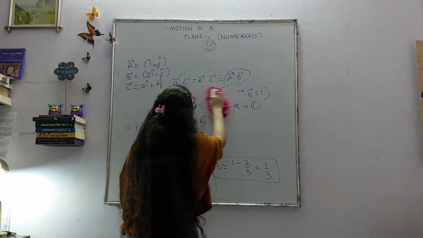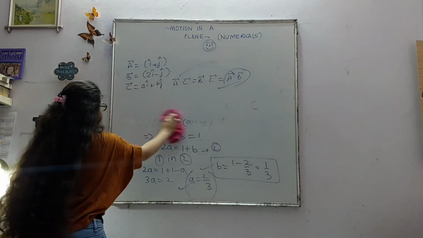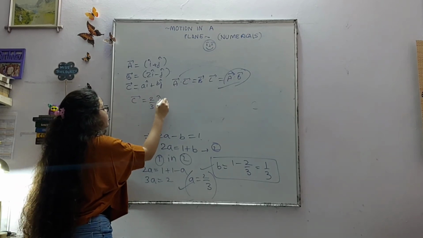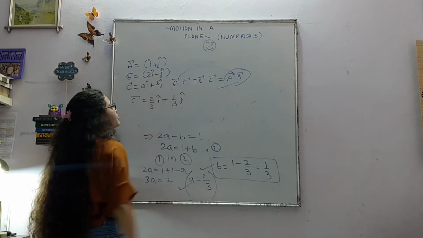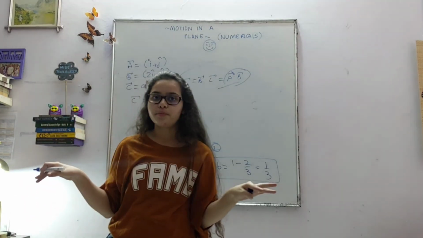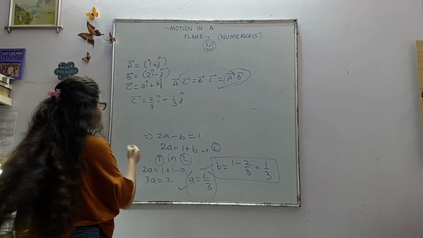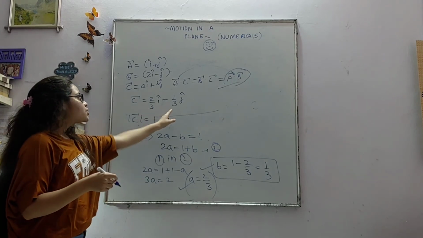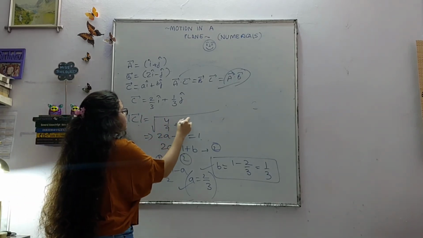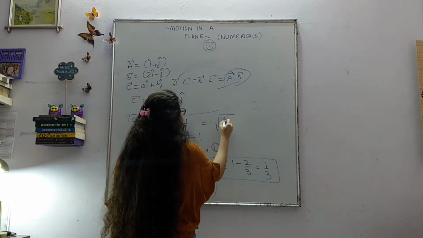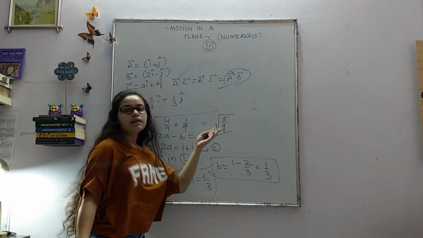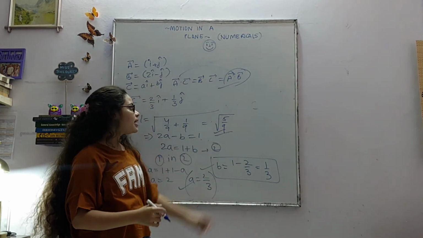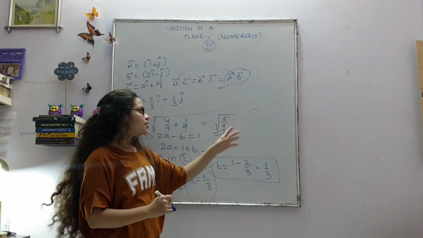So C vector is nothing but your 2 by 3 i cap plus 1 by 3 j cap. But do we have to find this? No. What do we have to find? The magnitude of C vector. I'm not going to write the formula again. I hope you remember it. Square both the components, 4 by 9 plus 1 by 9, which is equal to root of 5 by 9. You can solve it. You can leave it as it is. I prefer leaving it as it is. You can even write root 5 by 3, but it'll be fine. Just the way it is, okay?